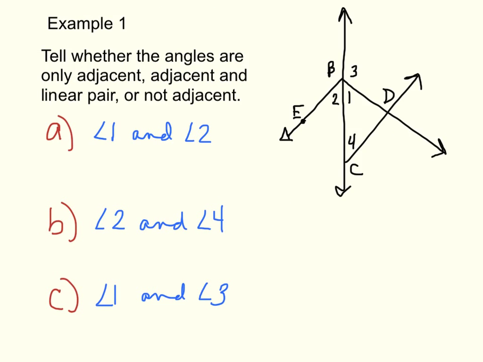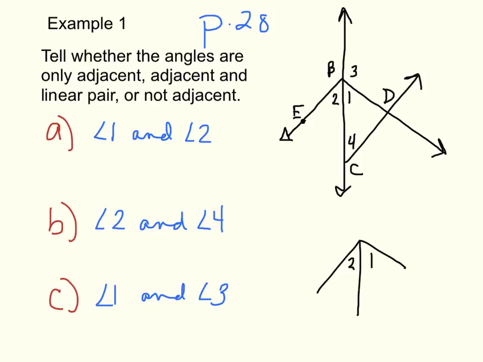Example number 1. This you can just watch. You don't need to write any of this down. It is all on page 28, but I want you to just pay attention to me. Tell whether the angles are adjacent and a linear pair, or not adjacent at all. So let's look at angle 1 and angle 2. Angle 1 is right here, and angle 2 is right here. It sometimes helps, if you're confused on what angles they are, to redraw just those angles.